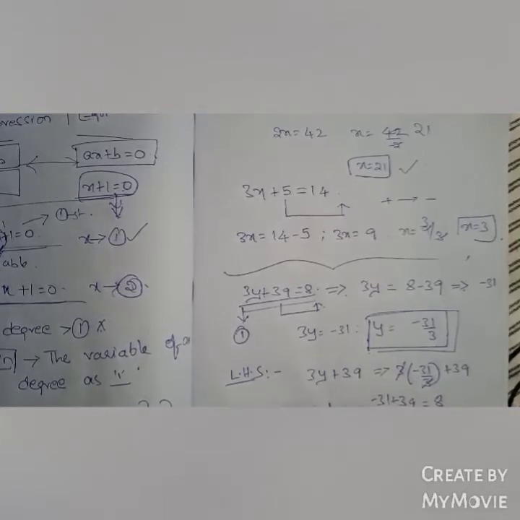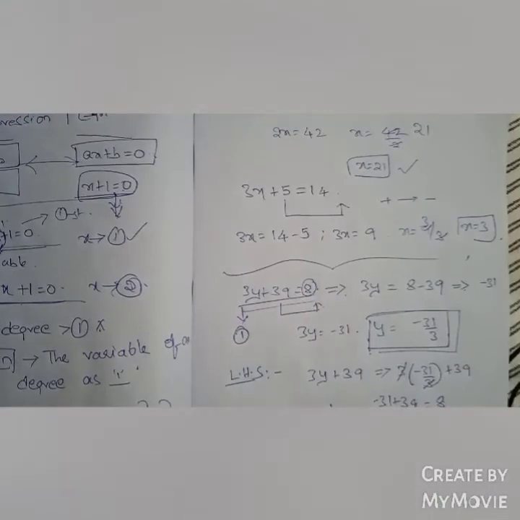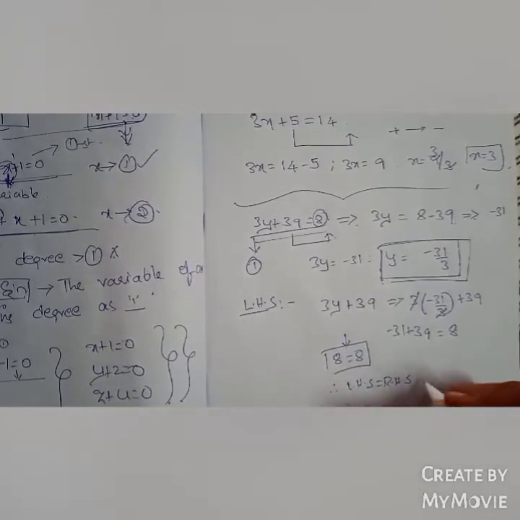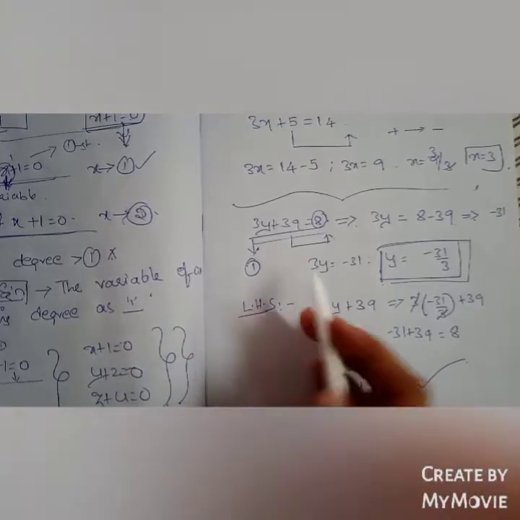So the value of LHS is 8, and in the given question, what's the value of RHS? 8. So we proved that LHS is equal to RHS. Okay, so it satisfies the given equation. So up to here, is it clear what we had done?